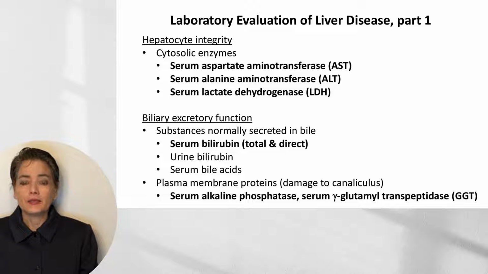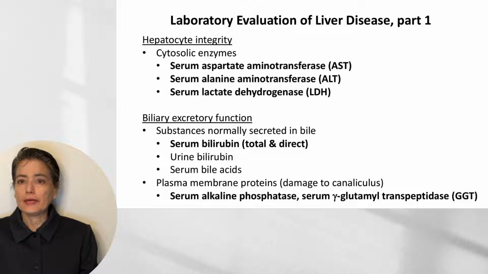the blood. This is a similar principle to looking at troponin levels in a patient in whom you suspect a myocardial infarction. The cytosolic enzymes that we look for in liver disease are serum aspartate aminotransferase, serum alanine aminotransferase, and serum lactate dehydrogenase. And we will refer to these often as just AST and ALT.